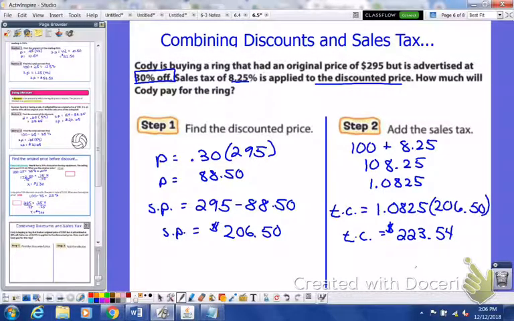That was a ring that originally cost $295 with a 30% discount and then an 8.25% tax added. So find your discount first. Again, 2 methods to choose from. You pick which one works best for you. Then add your tax. The important part here, your discounted price is what we have to tax. Do not go back to the original.